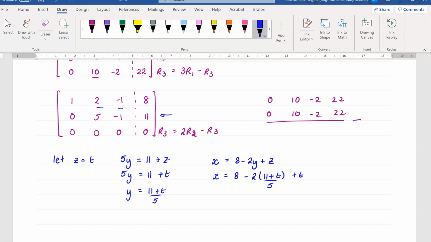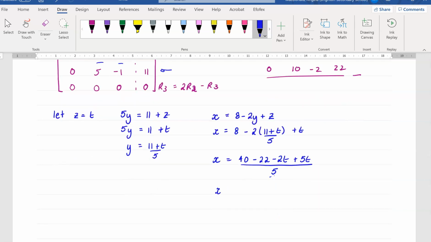We do our trick where we put all of them over 5, which means we multiply through by 5, so we get 40, expand the brackets, minus 22, take 2t, plus we have to times that by 5 because it's all over 5. So double check, 40 divided by 5 is 8, 5t divided by 5 gives you the t. Now you can simplify. What's 40 take 12? We've got x equals (18 plus 3t) all over 5.